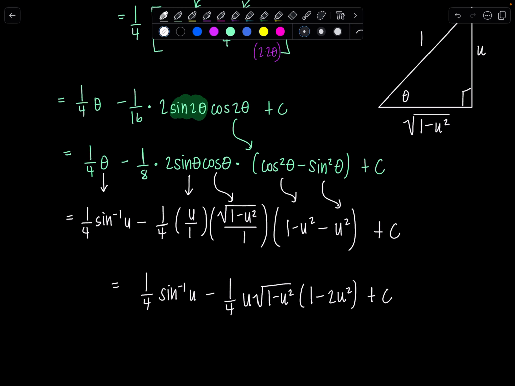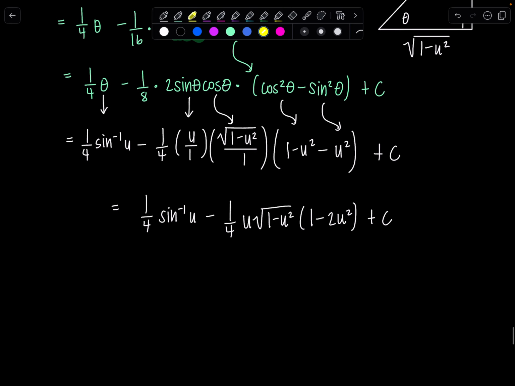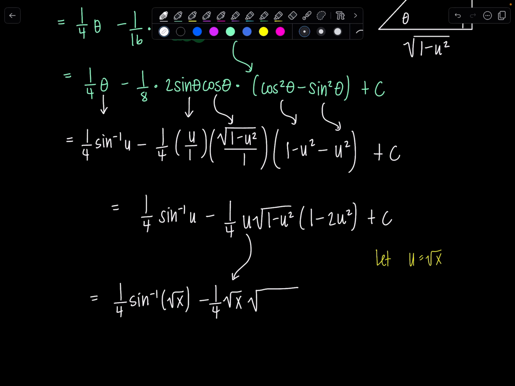Can we box it? No, not yet. Almost, almost, almost. Remember, originally we had let u equal the square root of x. So let's go back to that original variable. This is 1/4 sine inverse square root of x minus 1/4 square root of x times the square root of 1 minus u squared, which would just be the square root of 1 minus x. And then this is 1 minus 2x plus c. Et voila, that's it.